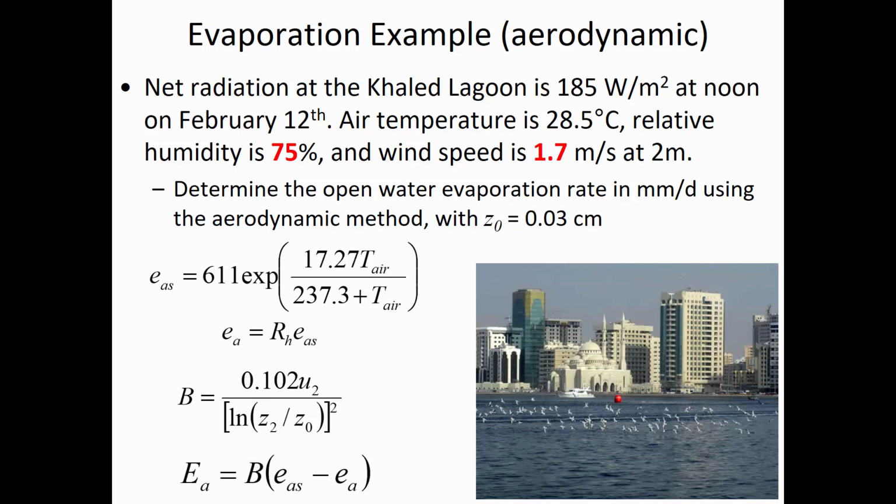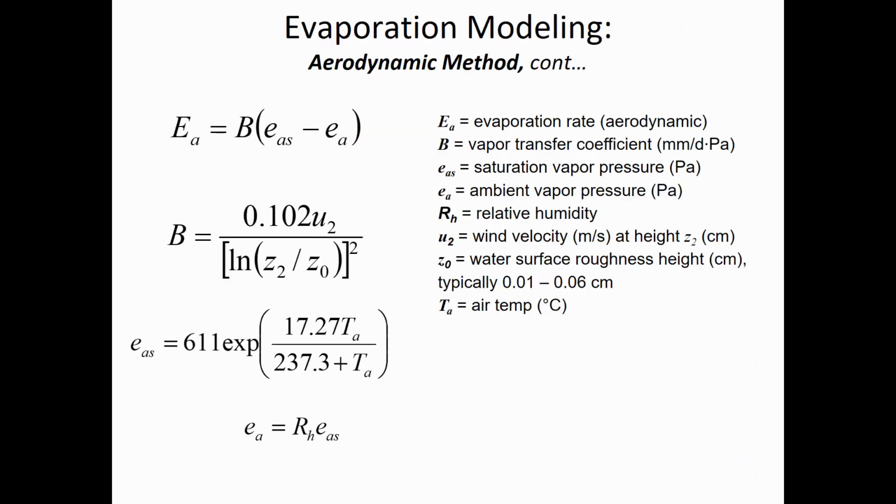So 17.27 times 28.5, which is the given air temperature, and 237.3 plus 28.5. Okay, so that tells us that the E sub AS is 3893 pascals. That is the maximum amount of moisture that can be held by the atmosphere.